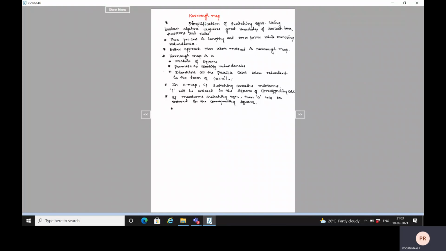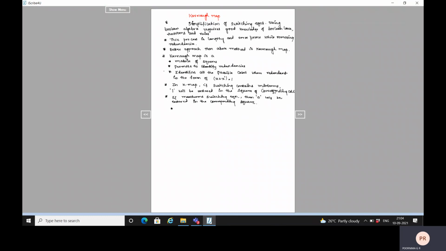Basically, now we'll see how this K-map is constructed and how this K-map removes the redundancies. We will learn this in this particular class. Karnaugh map is a matrix of squares that permits identifying the redundancies. And this K-map also identifies all the possible cases where the redundant information appears in the form of x plus x bar, or x and x bar is 1.